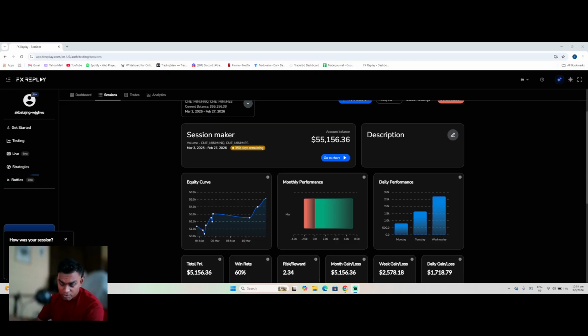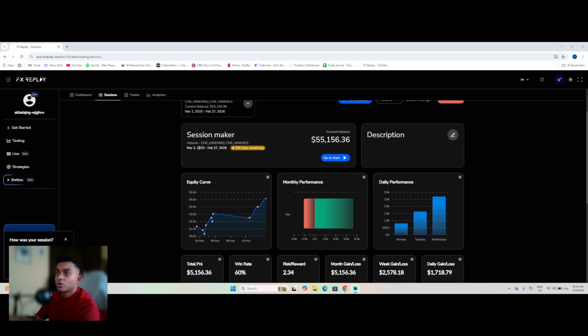Okay, so this strategy is called the session maker. Not gonna lie, I actually learned this strategy in another way, but I introduced my own setups and my own timings into it, and modified the strategy totally to suit my style of trading. So I'm gonna give it to you for free. You guys can use it for free. I'm not gonna charge you anything for this.